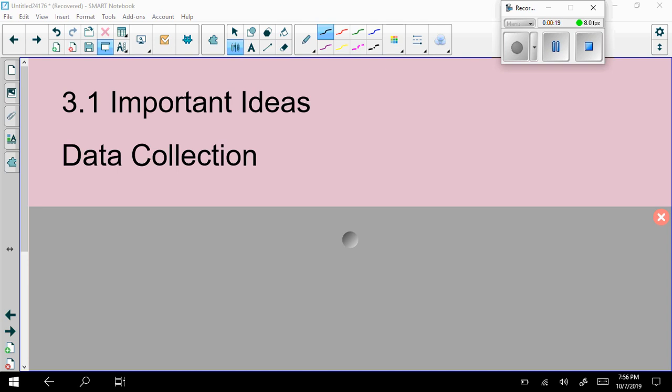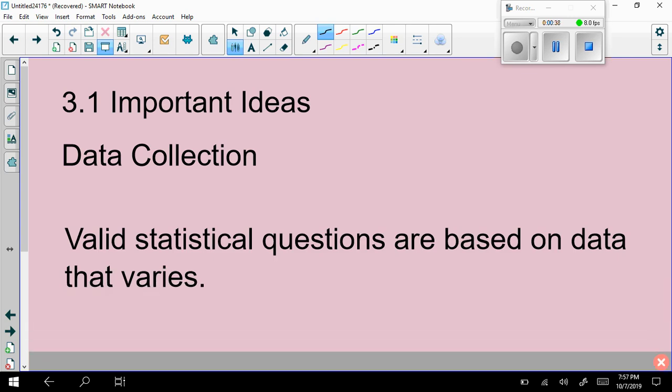So, for example, if I just asked you, how old is this building? That is not a statistical question because I can't do anything with that. There's only one answer there. So that's a bad statistical question. So when we deal with these statistical processes, we're only going to use statistical questions, and they're valid if the data varies. So an example of a good statistical question would be, how many siblings do the students in this class have?